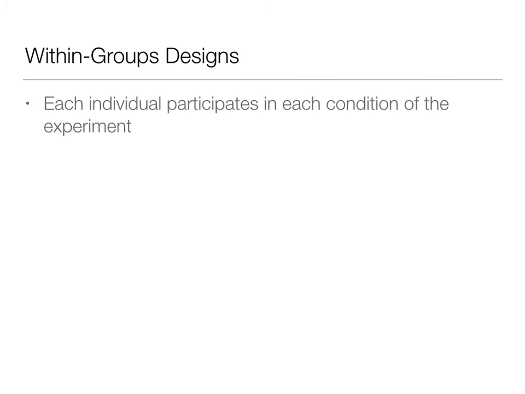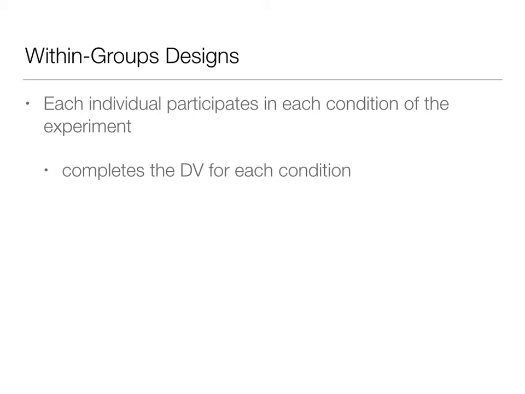A within group design is clearly different from a between subjects design in that the entire experiment is happening within one individual. Each individual participates in each condition of the experiment. They're both in the control group and the experimental group. They're in both, and they complete the dependent variable for each condition.